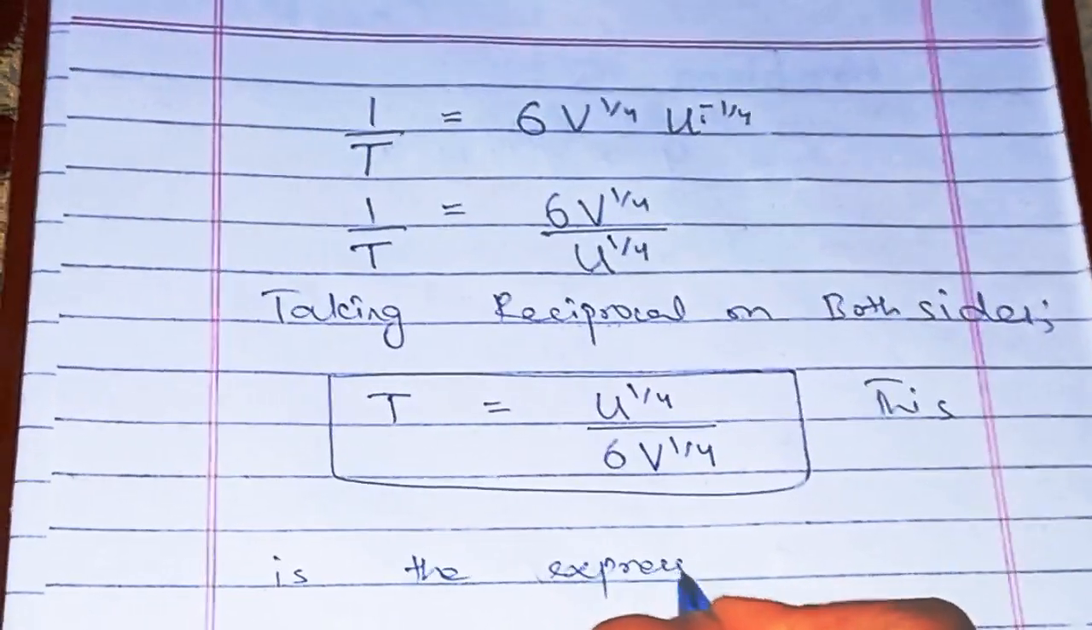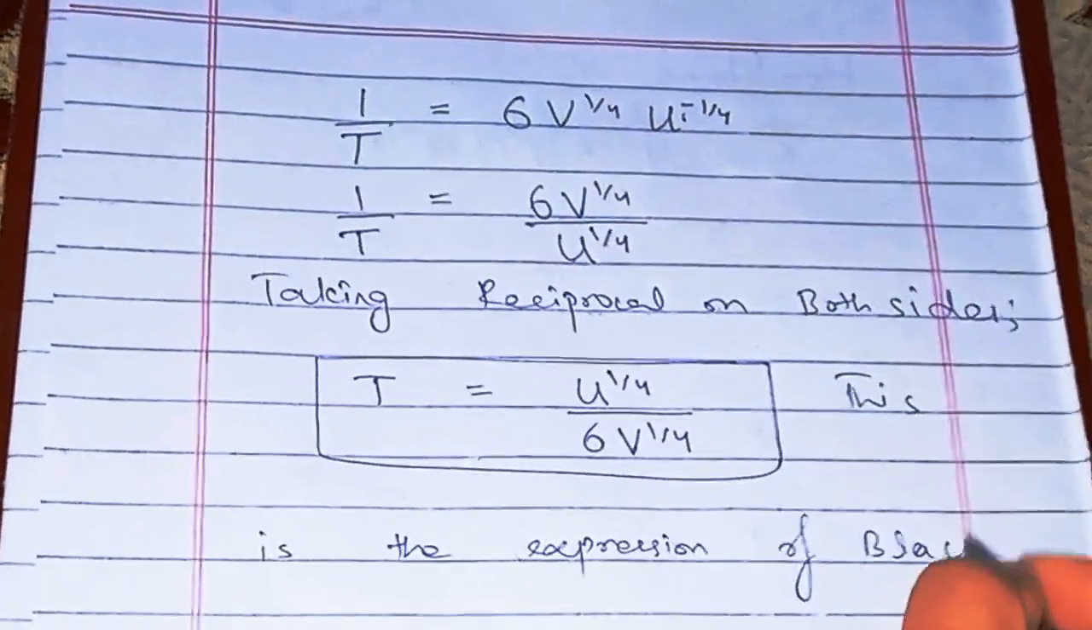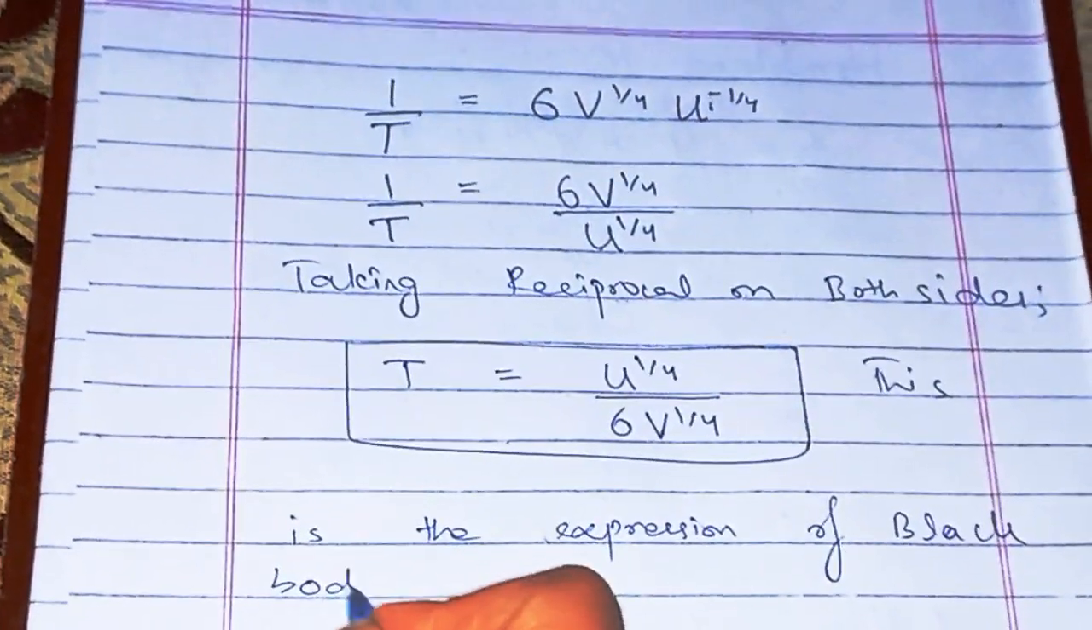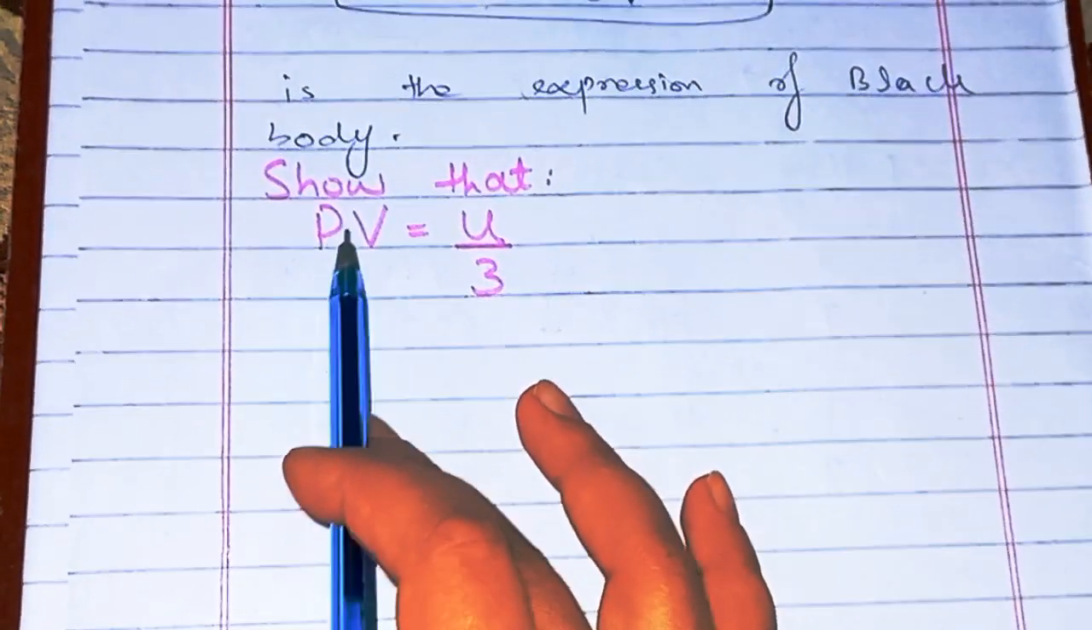Expression for the temperature of black body radiation of black body. Since we have calculated the temperature, now let's do the second thing, which is to prove that PV equals U by 3.